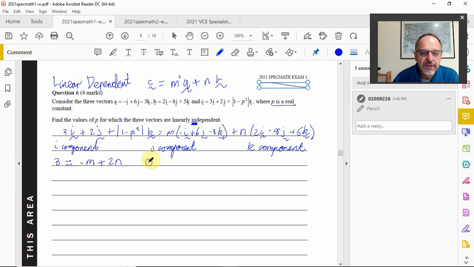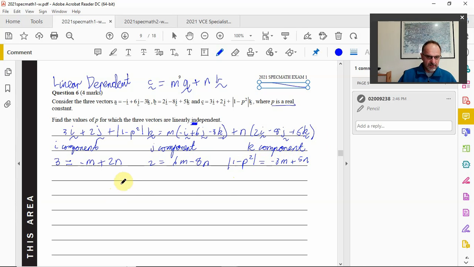And the j, well, there's 2 lots of those, and we get that 2 equals 6m minus 8n. All right, then the k component, so the absolute value of 1 minus p squared can be negative 3m plus 5n. And so now we've got 3 equations there.